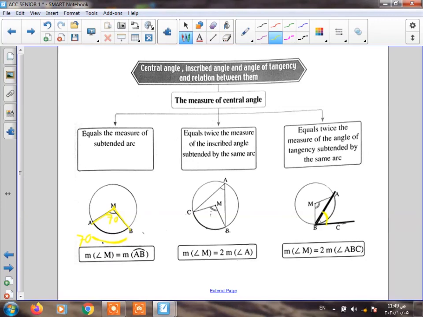This angle of tangency is subtended by the arc AB, right? So its measure equals half the arc AB, like the inscribed angle. That means this angle equals half the measure of the central angle subtended by the same arc. So the central angle equals double the angle of tangency. The angle of tangency is half the arc, the inscribed angle is also half the arc, but the central angle equals the arc. So the central angle is double the inscribed angle and the angle of tangency.